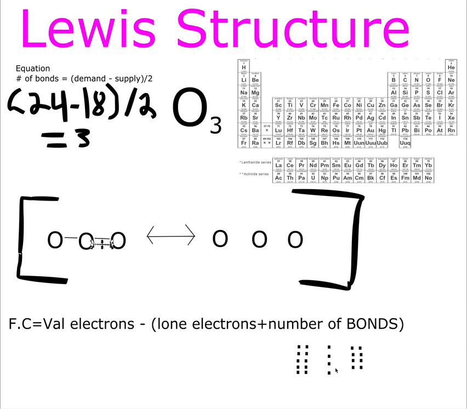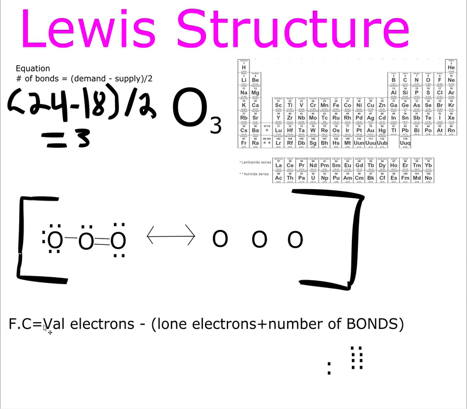Now what we need to do is fill in our lone pairs. So this needs a double bond. Not a double bond, this needs 2 lone pairs. The middle one needs a lone pair. And the final oxygen needs 2 lone pairs. So what we have here is 2, 4, 6, 8, 10, 12, 14, 16, 18 total electrons, and that equals our supply, so we're good.